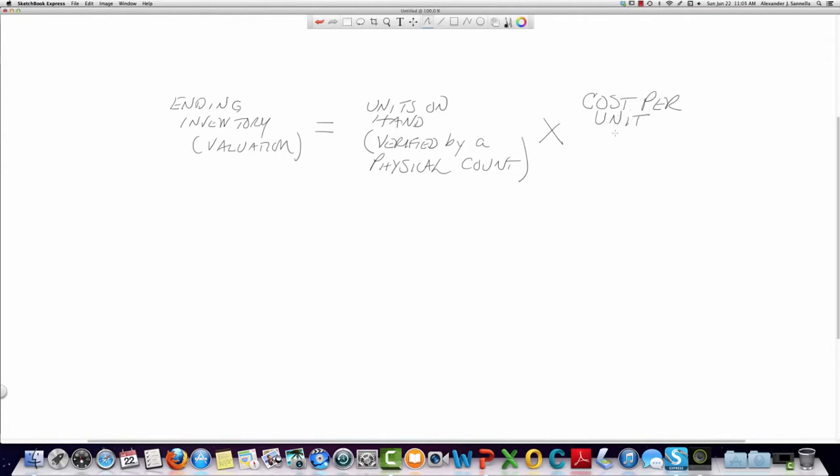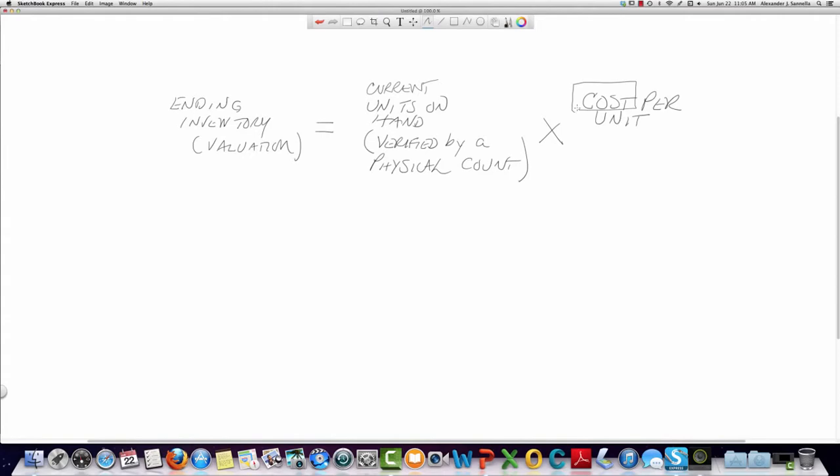Now, the cost per unit will be inclusive of the invoice price plus any freight in, minus any contra accounts that you have, or at least if you're on a perpetual system, the reduction of the cost of inventory for purchase returns, purchase allowances, and purchase discounts. So again, it's unit cost times the units on hand. Now, the units on hand are the units at the end of the year. These are current units on hand. We're going to find out that the question for us in this module is going to be what is the cost that we assign to those units on hand.